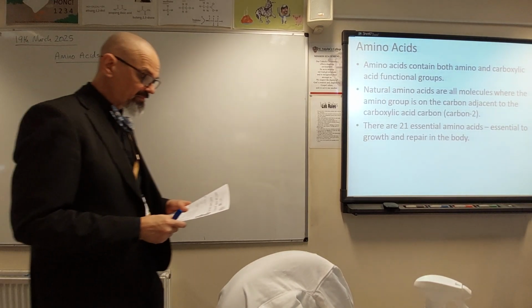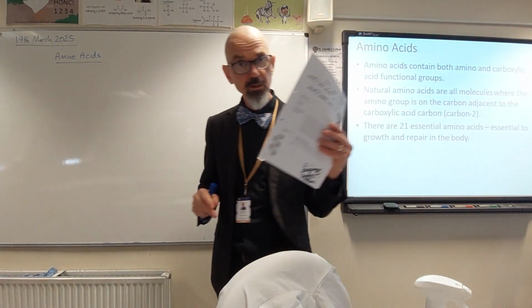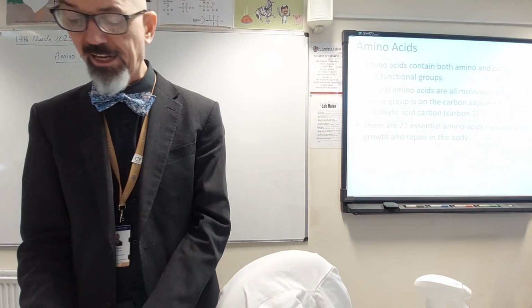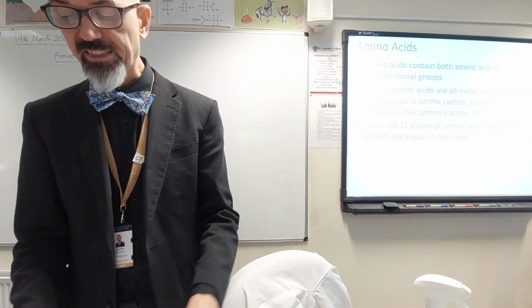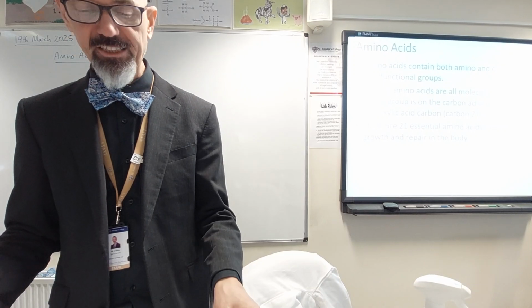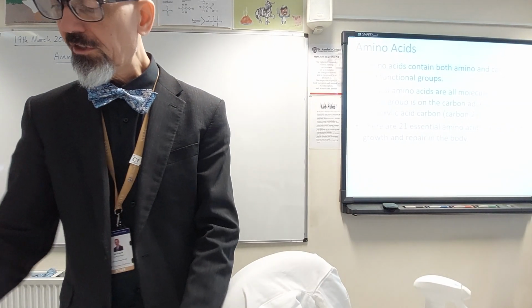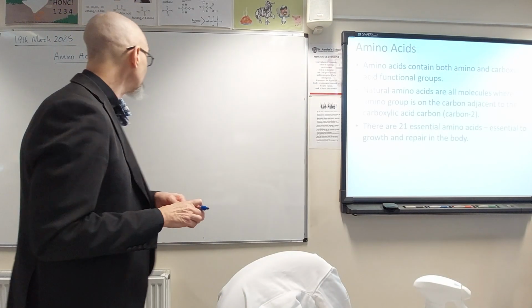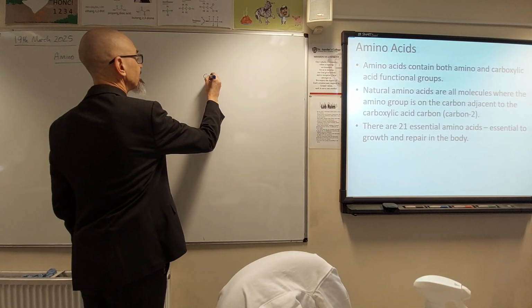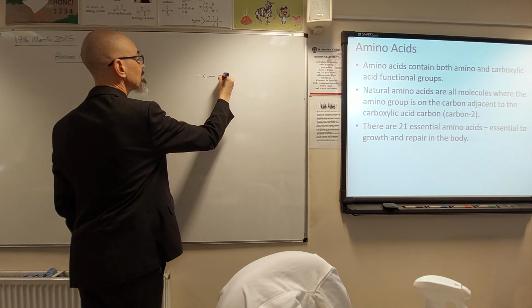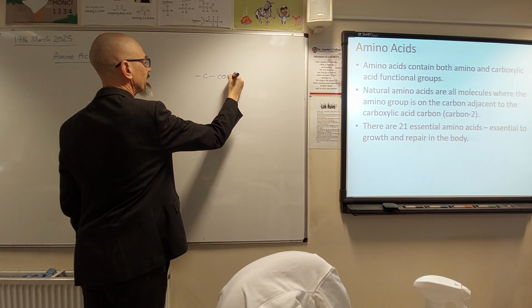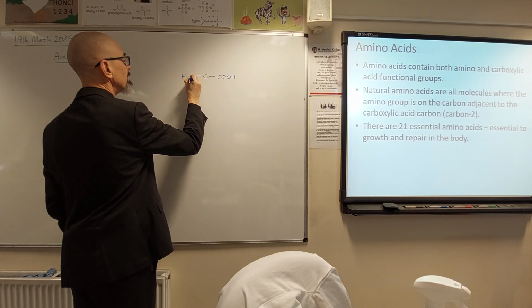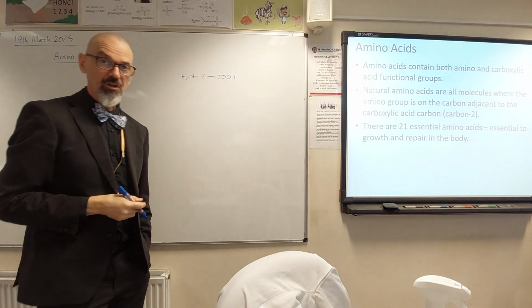So I want to talk today about amino acids. Follow along in your topic booklet at home. Amino acids are a special category of compound. As the name suggests, amino acids have two functional groups. There's an acid group on one end, a carboxylic acid group, and an amine group on the other.